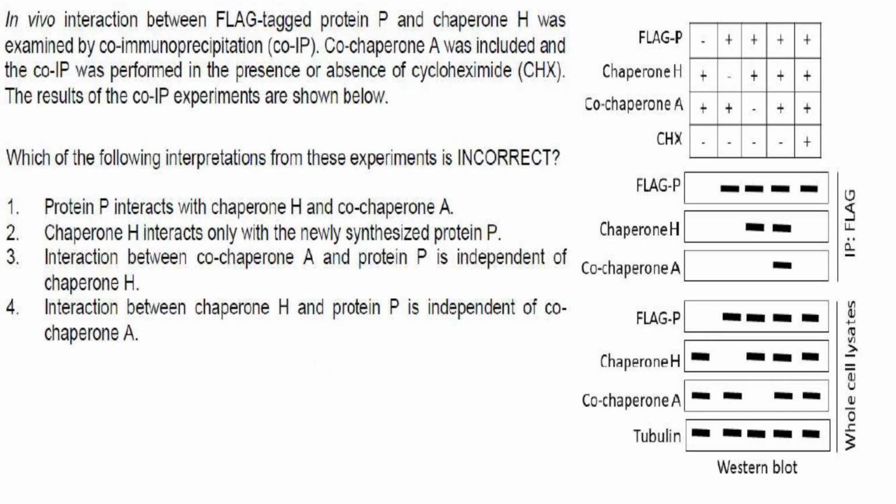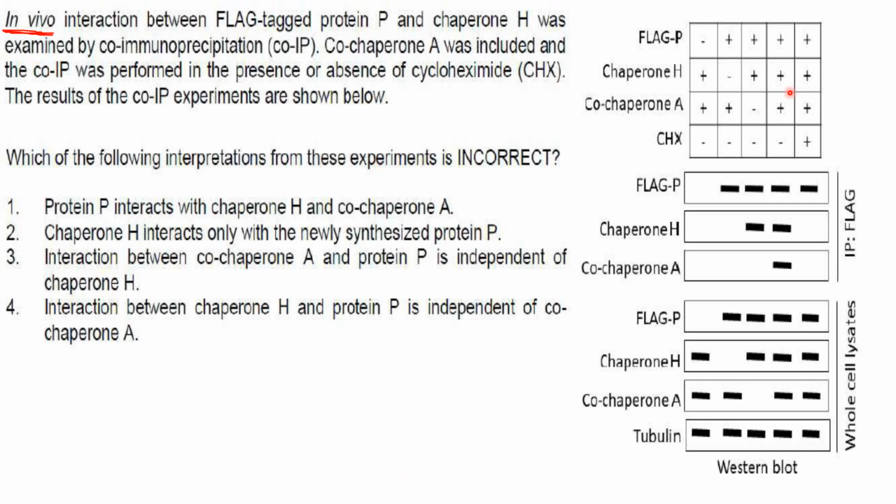In vivo interaction between flag tagged protein and chaperone H is examined by co-immunoprecipitation. Co-chaperone A was incubated and the co-immunoprecipitation was performed in the presence or absence of cycloheximide. The results of the co-immunoprecipitation experiments are shown below. Now what is this co-immunoprecipitation? In normal precipitation, you have an antigen and an antibody, they bind together and get precipitated out. But if the antigen is bound to a protein such as A, in co-immunoprecipitation the antibody will bind to the antigen and pull it down along with the protein A bound to it. That is co-immunoprecipitation.